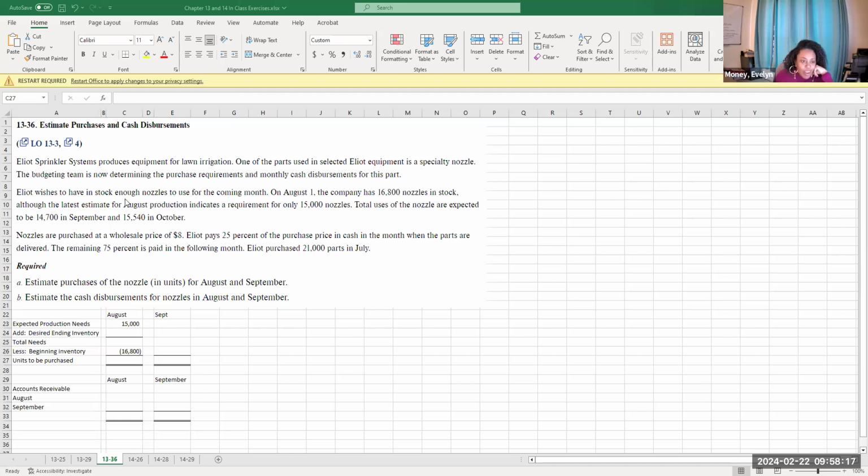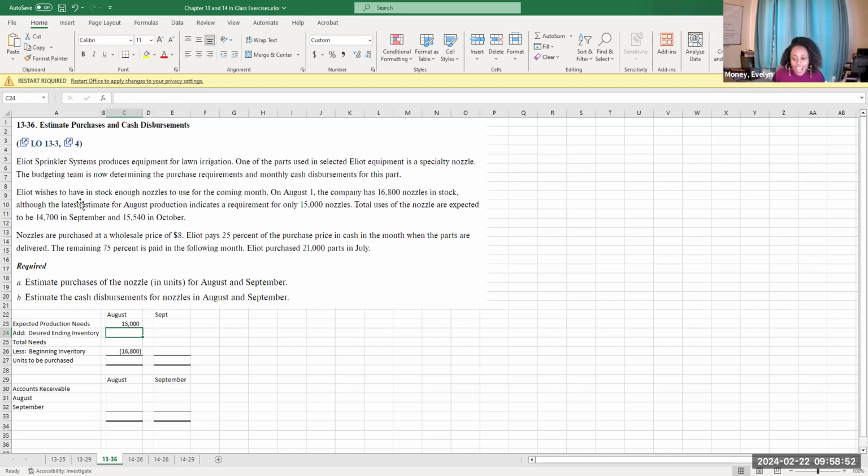All right, let me go back to the first sentence in the paragraph. Elliott wishes to have in stock enough nozzles to use for the coming month. Oh, so that's why they tell me the nozzles that are expected to be used in September are 14,700. That's an indication of what my ending inventory for August needs to be. So that 14,700 is actually my desired ending inventory.